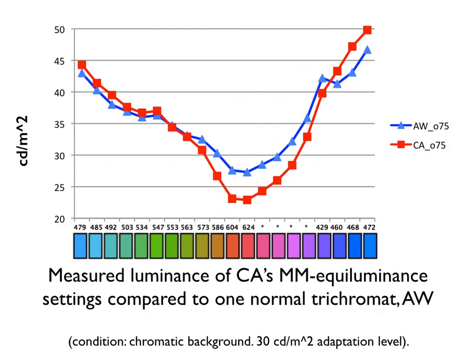It's important to note that the actual result that you're seeing with Concetta's difference is linked to the subjective brightness or the luminance in Concetta's equiluminance settings. Here we see the red line tracing Concetta's measured luminance of her settings compared to a single normal subject, AW, shown in the blue line. And you can see that in the reddish region of the spectrum, those stimuli Concetta requires less luminance for in order to establish an isobluminance setting.